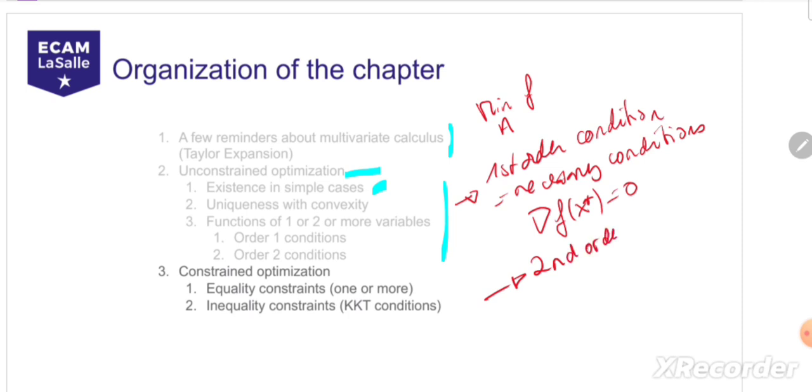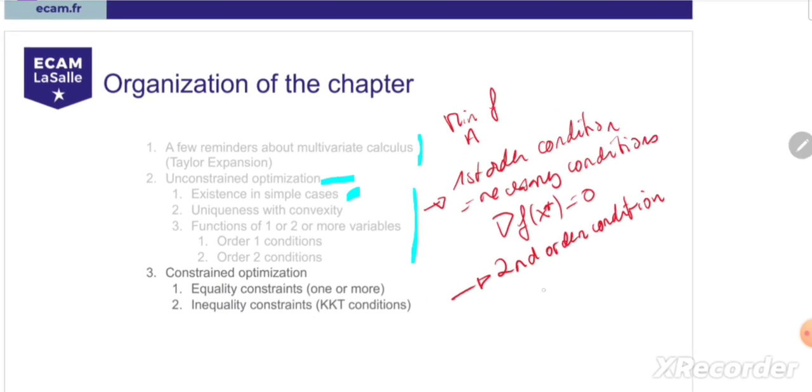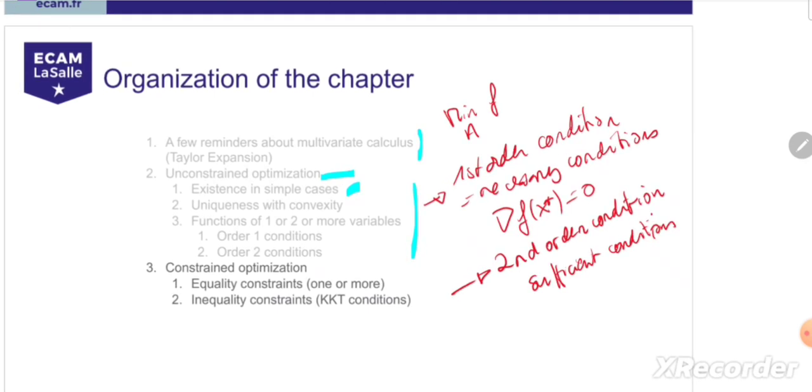so that we could discriminate between different cases that would correspond to critical points. Basically, that would be the minimum case, the maximum, or the saddle point. Okay, so the second order conditions are just sufficient conditions, which are based on the sign of the quadratic form.